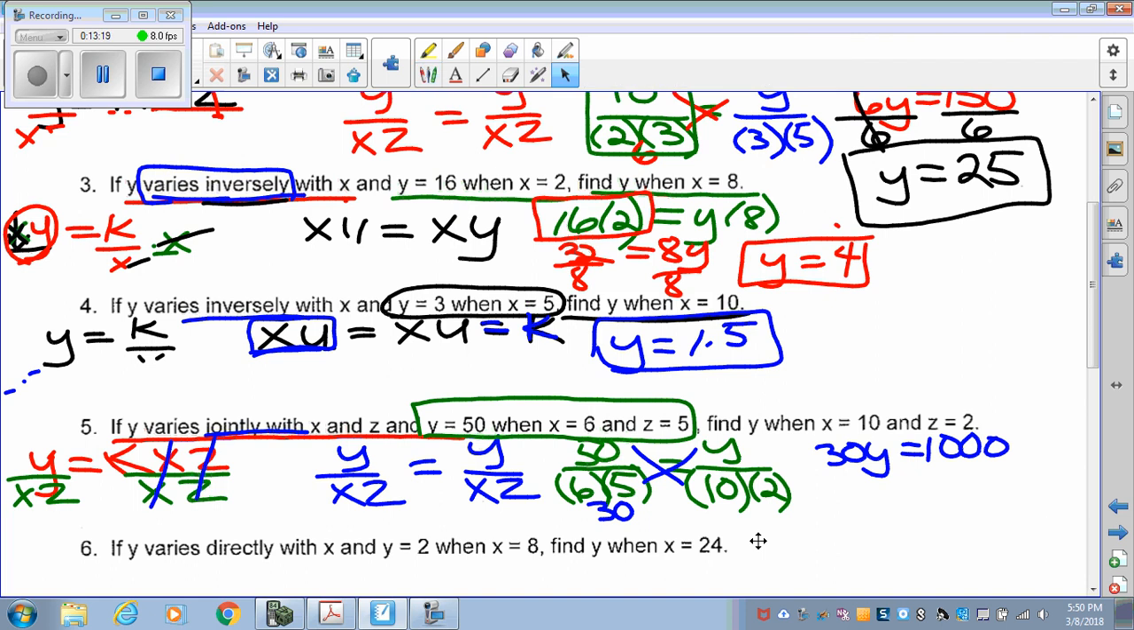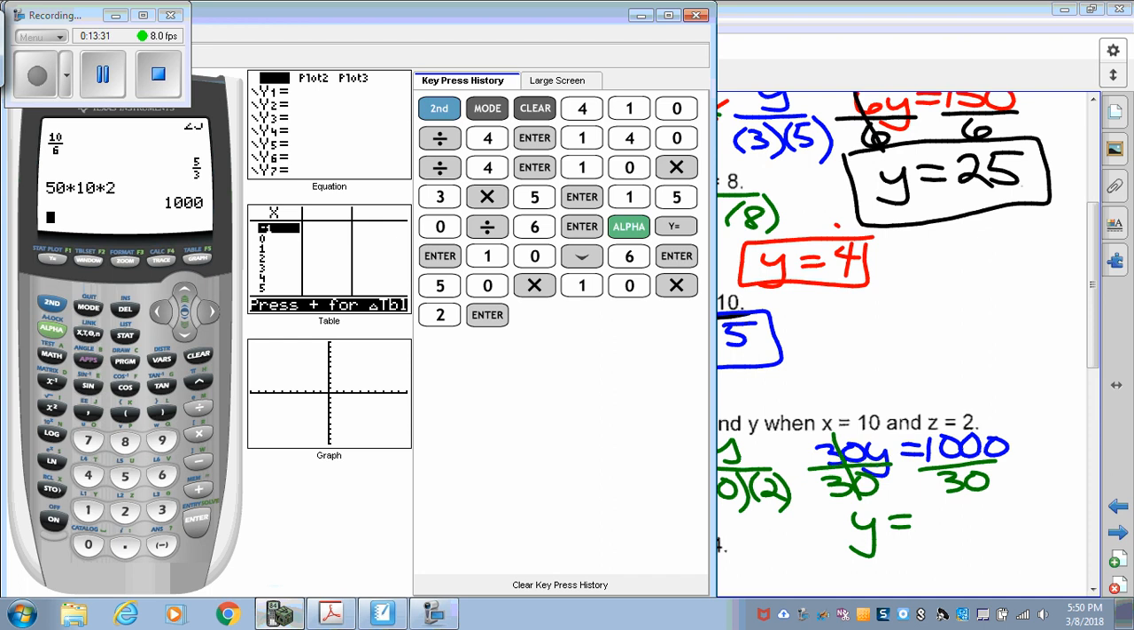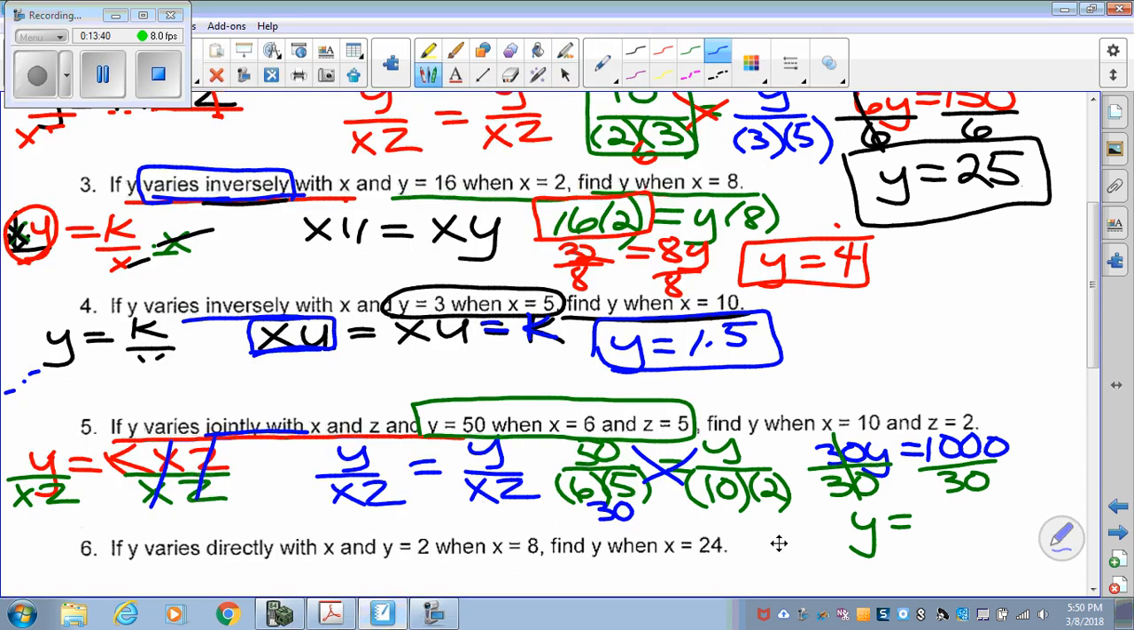And then I'm going to do the inverse and divide both sides by 30. So y is equal to 1,000 over 30. So I'll just divide that 1,000 by 30, and I'll get 33.333333, which we've done a few times. So that is 33 and a third. It's good to memorize. 0.333333 is 1/3. 0.666666 is 2/3.